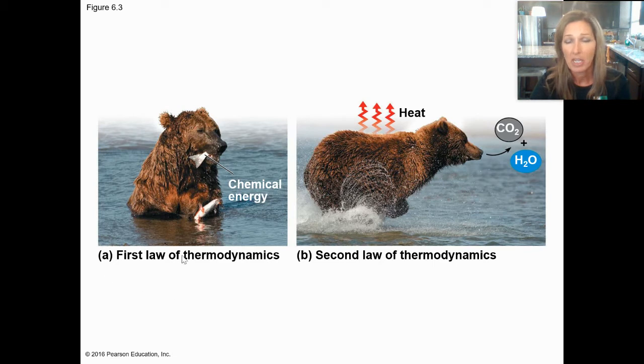And the first law of thermodynamics is essentially the law of conservation of energy. It means that energy can't be created or destroyed. All the energy in the universe is all the energy in the universe we're ever going to have. It just changes form. And so we take the chemical energy that's here in this fish.